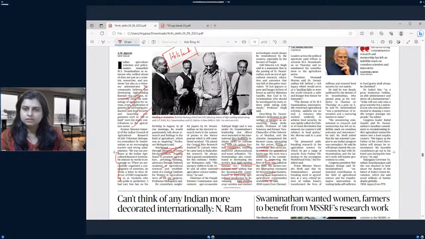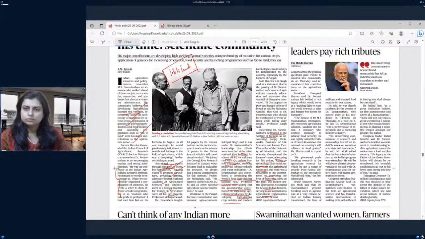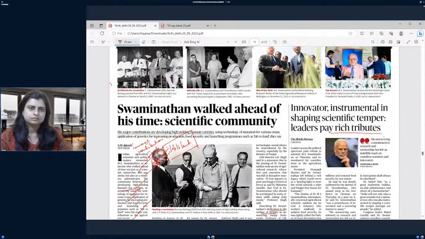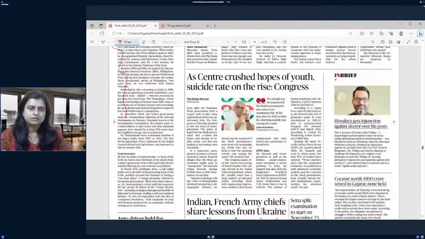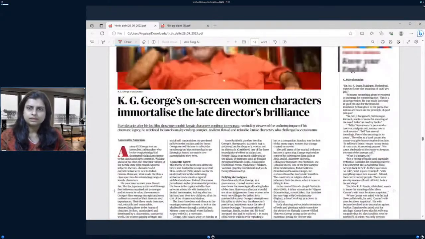Now this is how our Prime Minister has paid tribute to Swaminathan. What you need to know about this man is his immense contribution towards agriculture. Let's move on to the next news analysis.